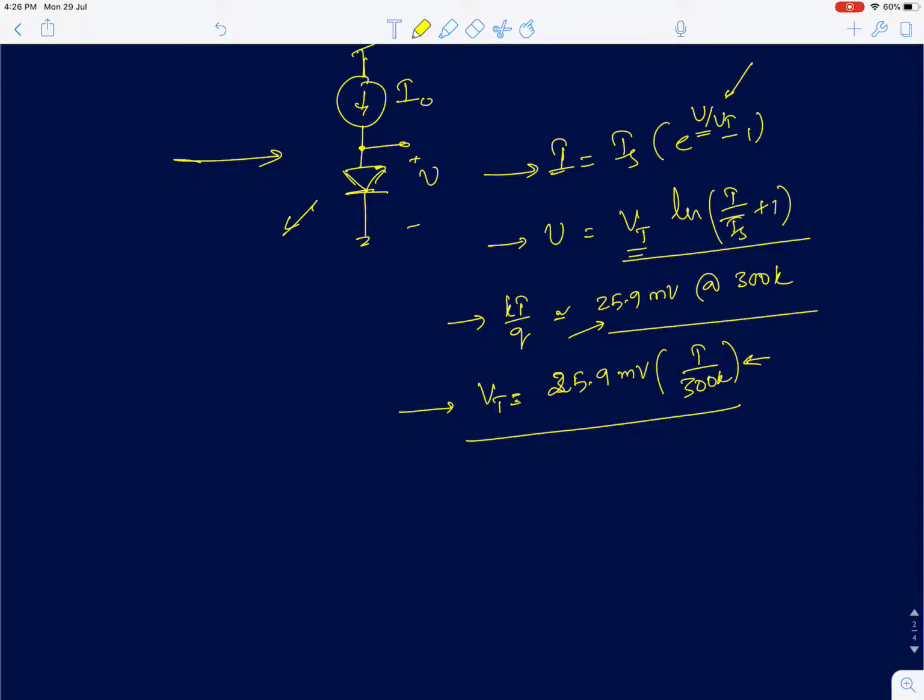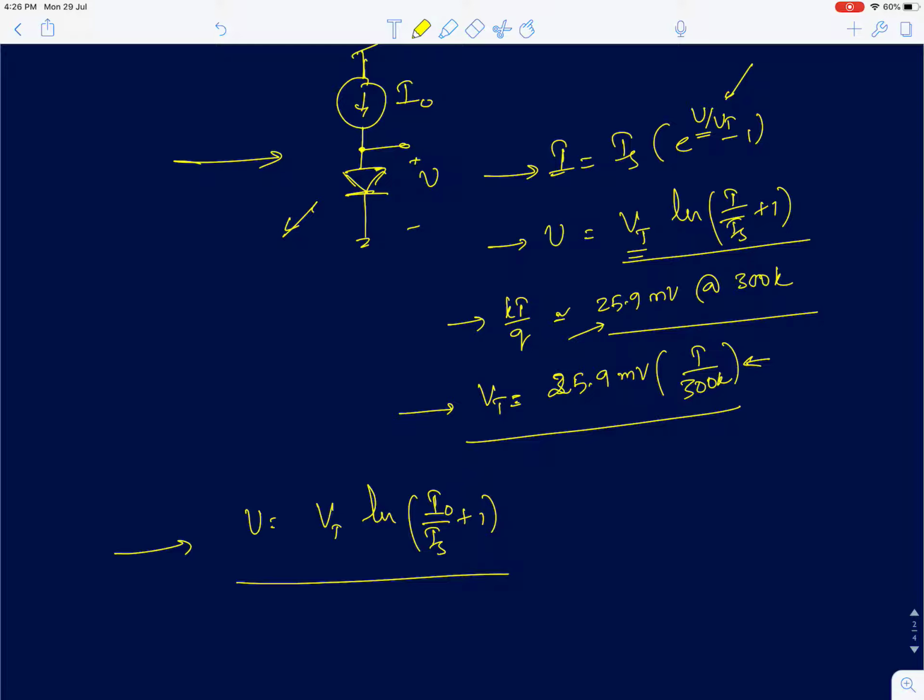Now the voltage across this diode is actually given by Vt ln(I/Is + 1). Now from this equation, if I gradually increase the temperature, then what should happen to the voltage V? So here I naught is assumed to be constant. It's a constant current source, independent of temperature. Now as you increase temperature, we know that Vt has a linear dependence on temperature. So we should expect Vt to increase.